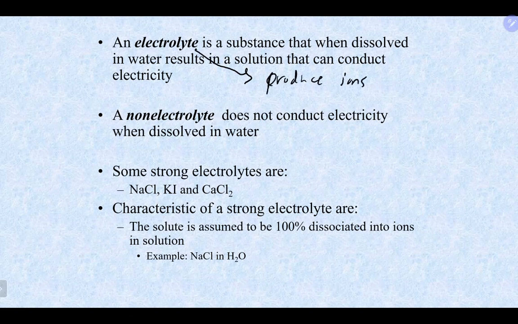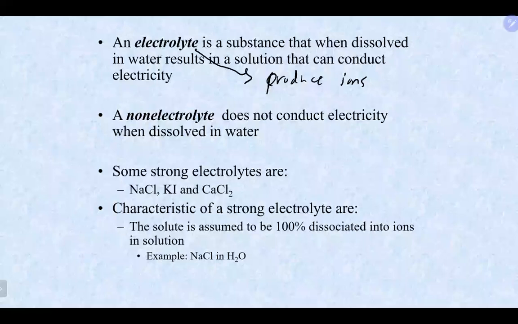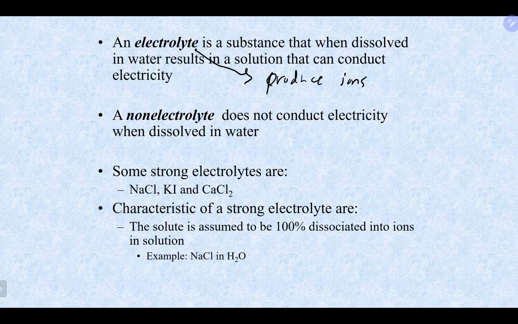So the presence of these ions, these positive and negative ions in solution, helps kind of complete the circuit, if you will, and helps electricity be conducted. Now, a non-electrolyte is something that will dissolve in, say, something like water, but it will not produce any ions. And because it doesn't produce any ions, basically it will not be able to conduct electricity.